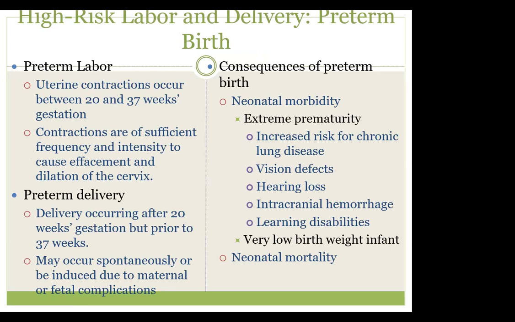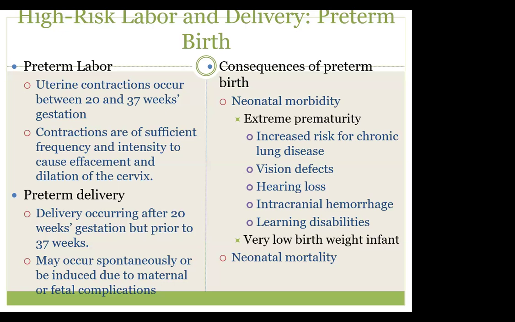Contractions are of sufficient frequency and intensity to cause effacement, or thinning of the cervix, and dilation, or widening of the cervix. Delivery occurring after 20 weeks gestation but prior to 37 weeks is considered preterm delivery. The baby's born early. Remember, if they're not 24 weeks gestation, they probably are not viable, but it's all considered preterm delivery.